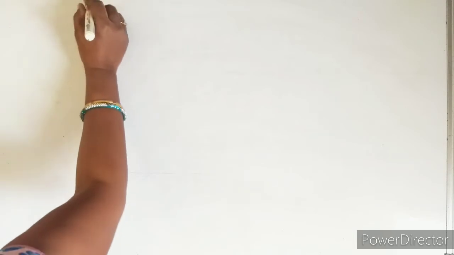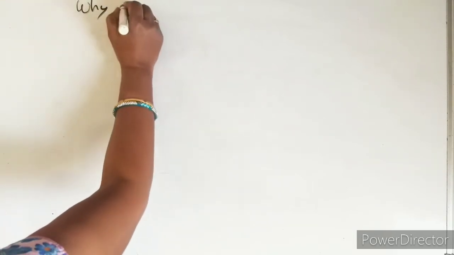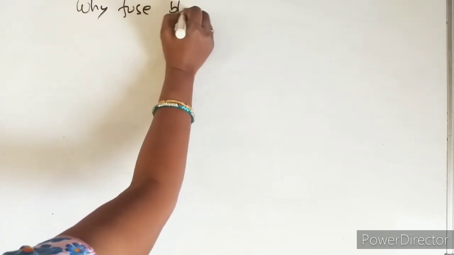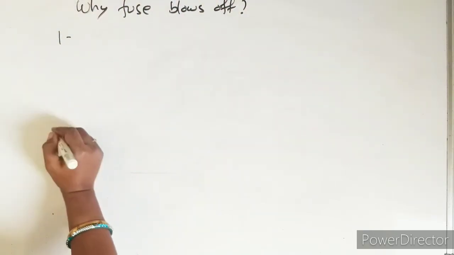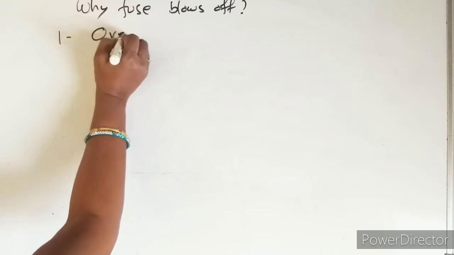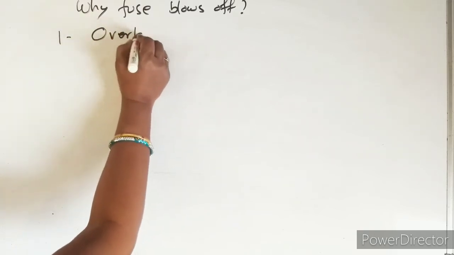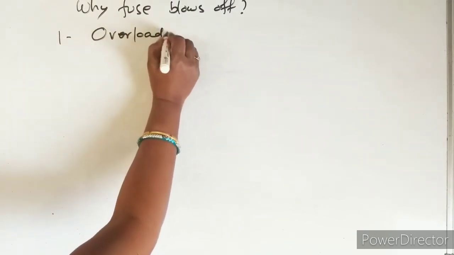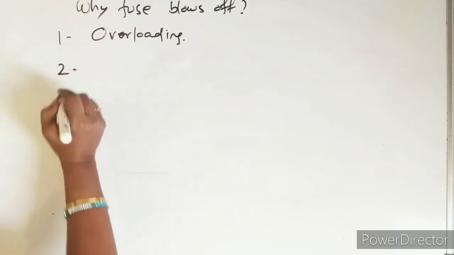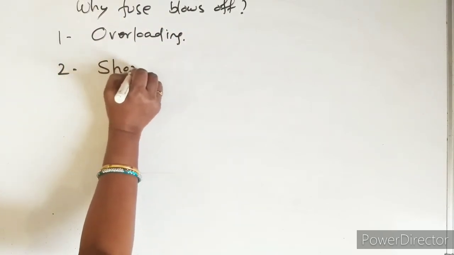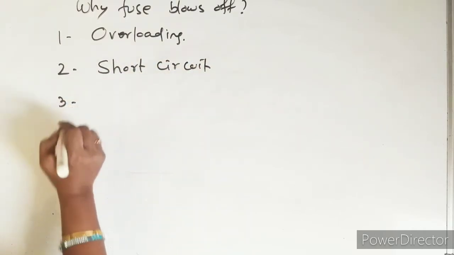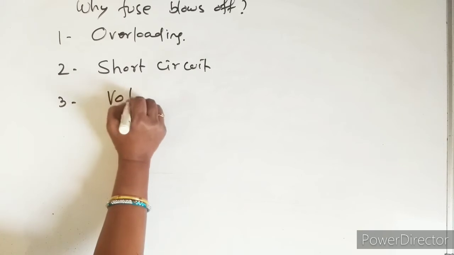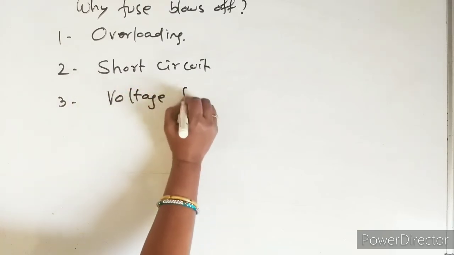Why does the circuit break or the fuse blow off? Let us see why the fuse blows off. There are so many reasons for it. First, it can be overloading. Second, it can be a short circuit. Third, it can be due to voltage fluctuation.